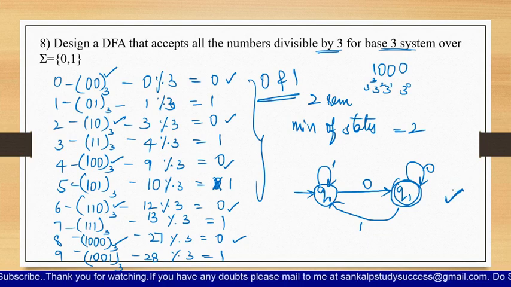So like this, we have to draw the DFA by taking the minimum number of states, and you can also consider more than the minimum number of states. You may consider 3 states, 4 states. That is up to you, but you have to draw the DFA in such a way that valid strings are accepted and invalid strings are not accepted. So this is one of the models of divisible by 3 in the base 3 system.